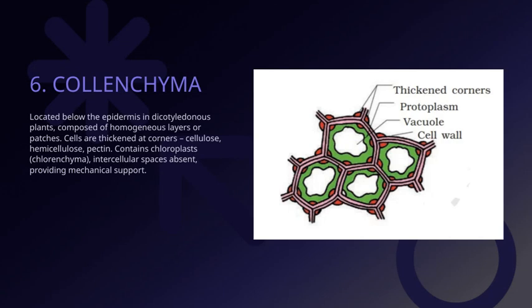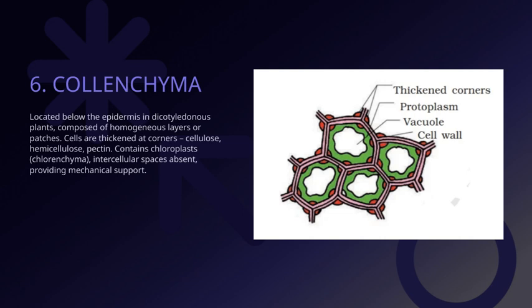Now let's take a closer look at parenchyma, which is situated just below the epidermis in dicotyledonous plants. This tissue is made up of homogeneous layers or patches, providing both strength and flexibility to the plant. The cells in parenchyma are unique because they have thickened corners, mainly reinforced with materials like cellulose, hemicellulose, and pectin. These thickened cell walls are essential for offering mechanical support without sacrificing flexibility, which is crucial for growth and movement.